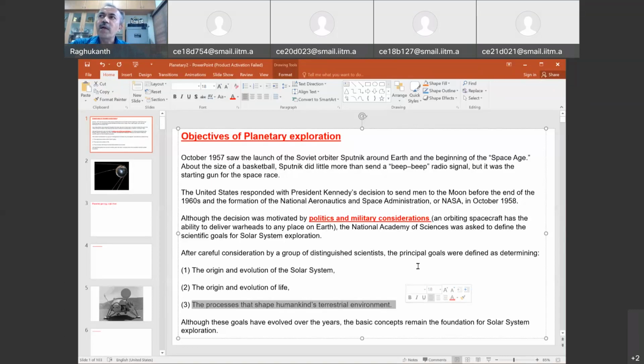Of course, politics and military, if you delete that, what is the main objective now? To find life in other planets. Life is anyway there. Oh, this was the main objective. Now people are interested in what nowadays?